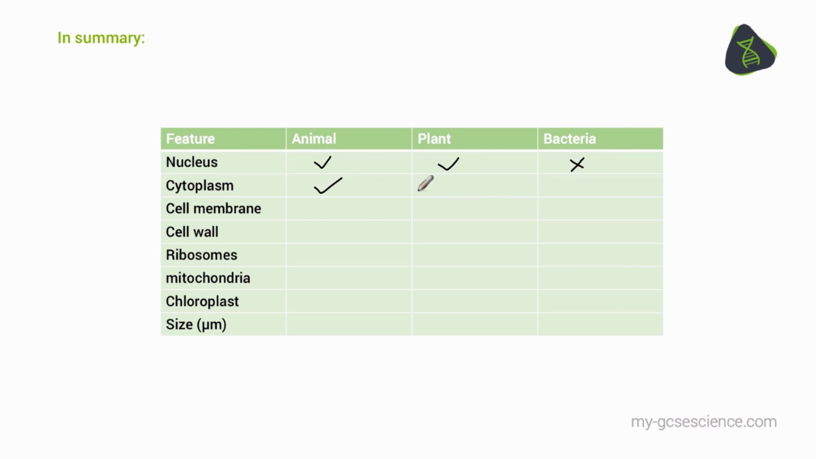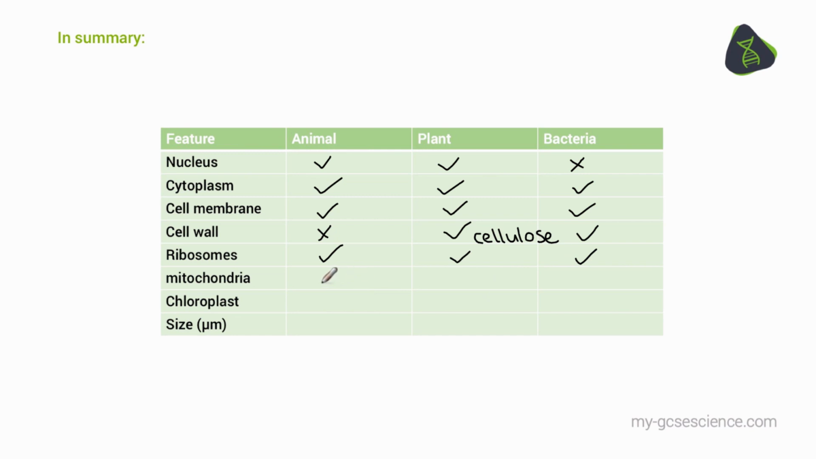All cells would have a cytoplasm, and to keep that cytoplasm contained there must be a cell membrane. A cell wall is definitely not present in animals, but plants do have a cell wall. It's made of the substance cellulose. Bacteria also have a cell wall. It's made of a different substance. You don't need to be concerned with the name of it. Ribosomes are present in all of them because all types of cell need to make proteins.